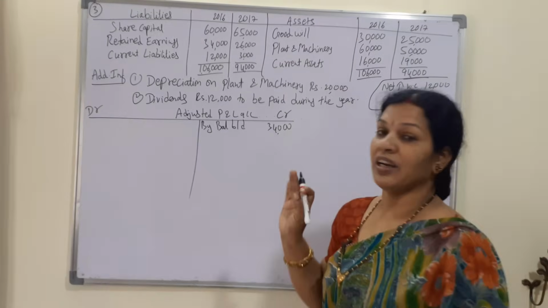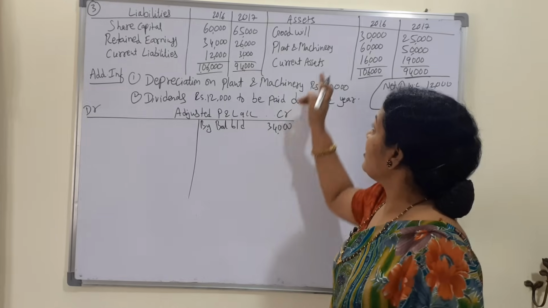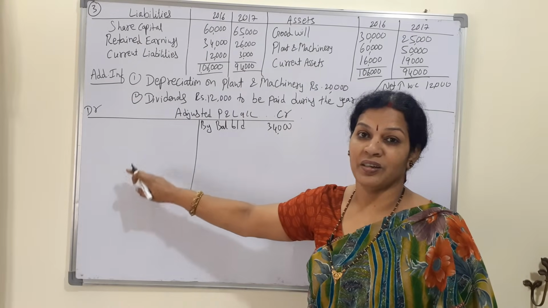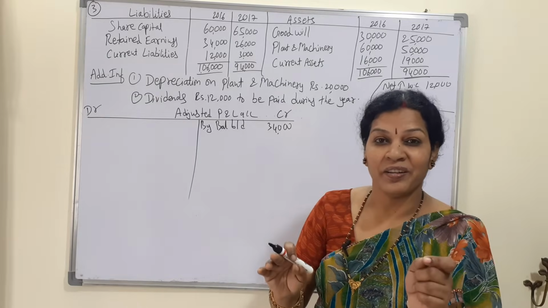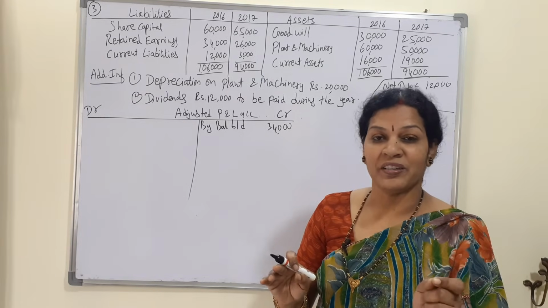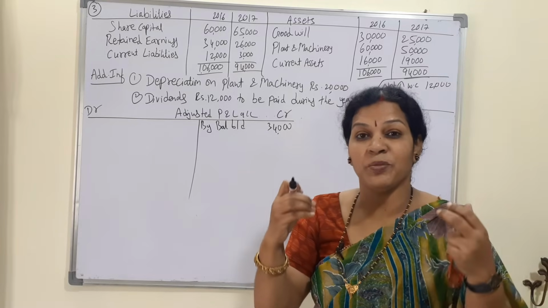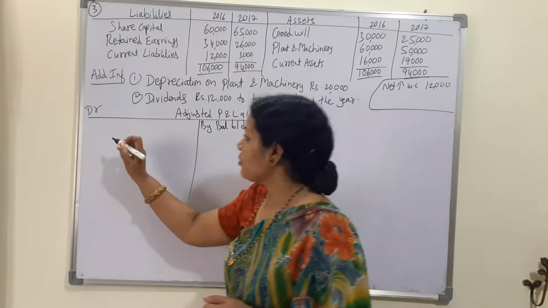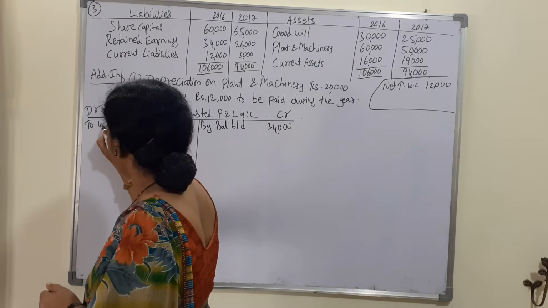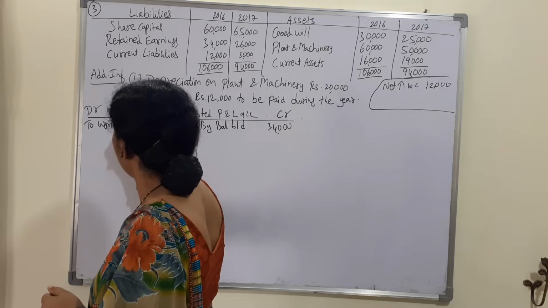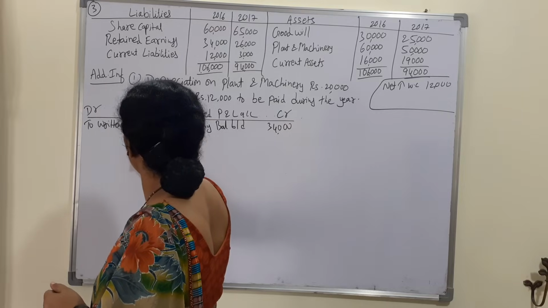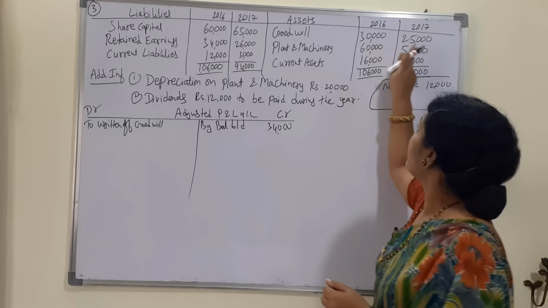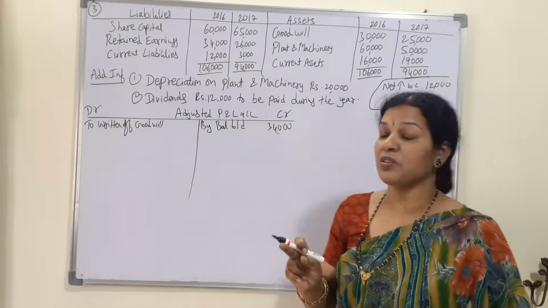Now we'll see the adjustments. First thing is goodwill. Goodwill will always be on the debit side of the adjusted P&L account. Written off goodwill, written off patents, or written off any intangible assets come on the debit side of the adjusted P&L account. So on the debit side I am writing written off goodwill. How much is that? 30,000 minus 25,000, it is 5,000.